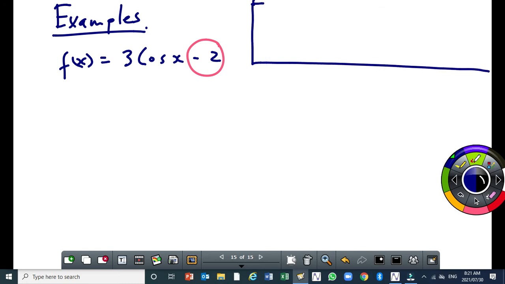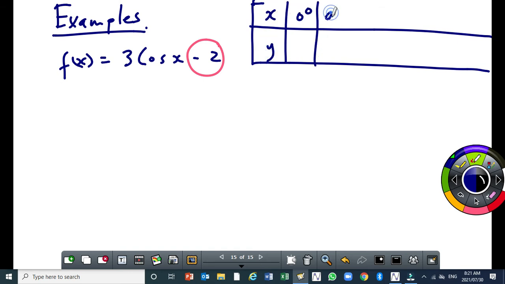The one that I'm going to do first is the table of values for y equal to 3 cos x. And then I'm going to use that to explain. So that will be x, this is y, 0 degrees, 90 degrees, 180, 270, and then 360 degrees.